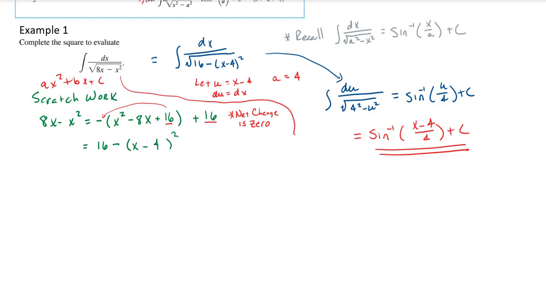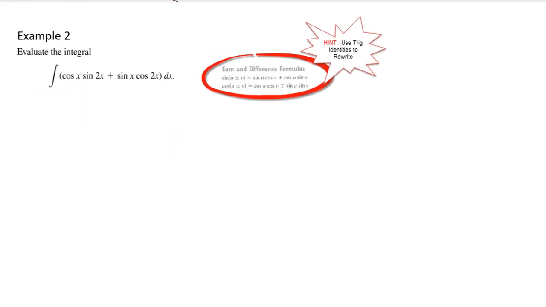The question was, how did I get a equals 4? In the formula for the integral, we had a squared minus x squared, where a is a constant. Well, 16 I can write as 4 squared. So that's why I said a was equal to 4. I just rewrote 16 as 4 squared. Moving on then, example 2.